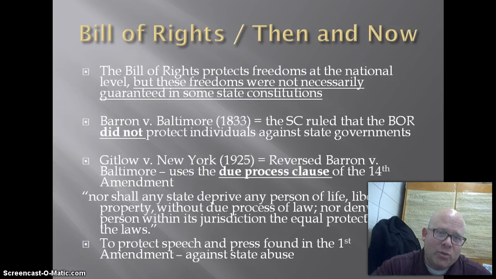And there's the actual text from the 14th Amendment. No state shall deprive any person of life, liberty, or property without due process of law, or deny to any person within its jurisdiction the equal protection of the law. So under that clause, the due process component of the 14th Amendment, the Supreme Court changes its mind, all right, and begins the process of incorporating, or pushing that protection of the National Bill of Rights down to citizens of each state from those states.